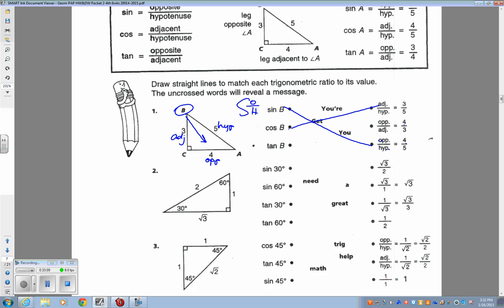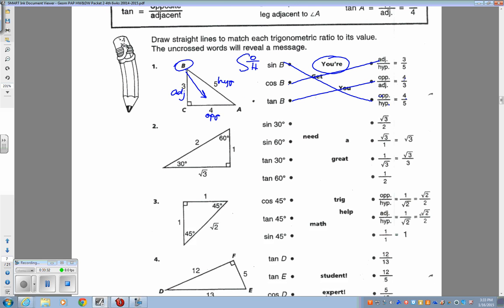Down here, opposite of adjacent. You have to pick the right ratio. Like here, I don't have it listed anymore. Whichever one doesn't get crossed out is the one that's revealing the message.